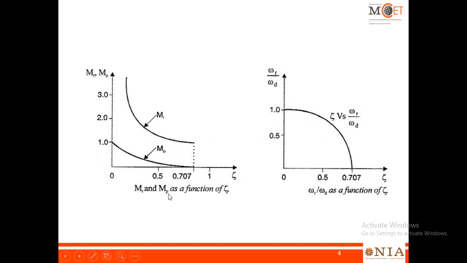Those two, of course, are dependent on tau, and the graph shows how they vary with respect to tau. And this is another graph showing the relationship between omega r by omega d and tau. So these are a few graphs to tell how these specifications vary with respect to tau and frequency.